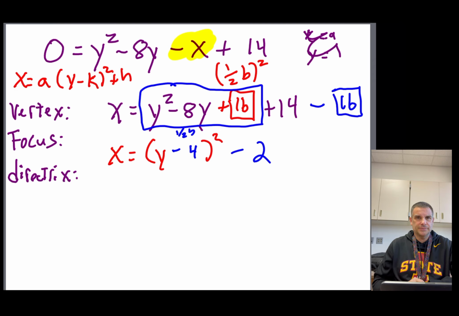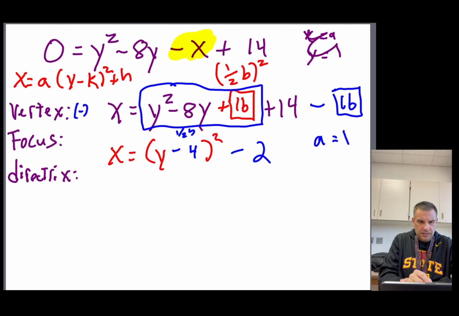Looks good so far. Okay. What's my a value equal to? A value is going to equal 1. Okay, so can we find the vertex from this? So the vertex is going to be -2, 4. Yep, -2, 4. That's my vertex.